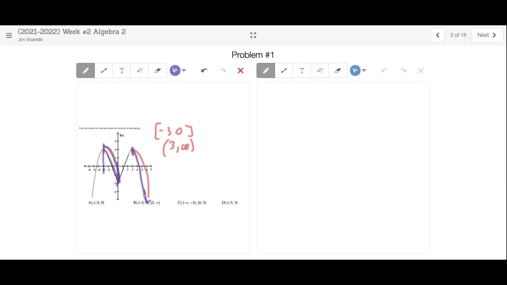Sorry about that. But whenever you're asked to find an interval, it is always the x-axis that you're looking at.